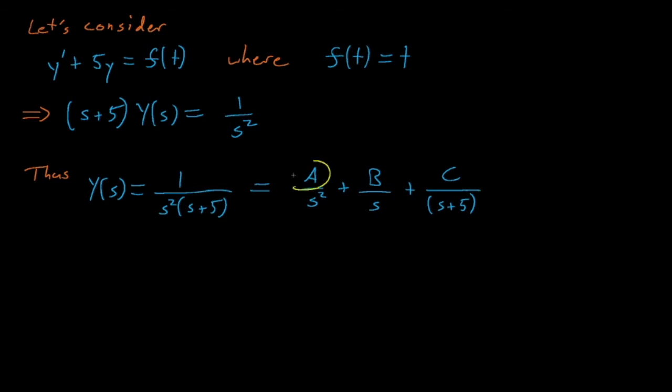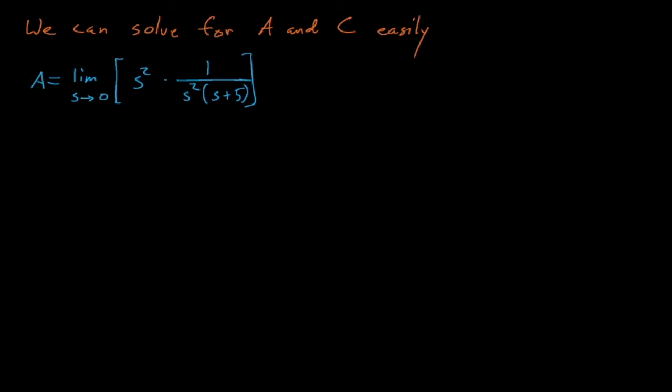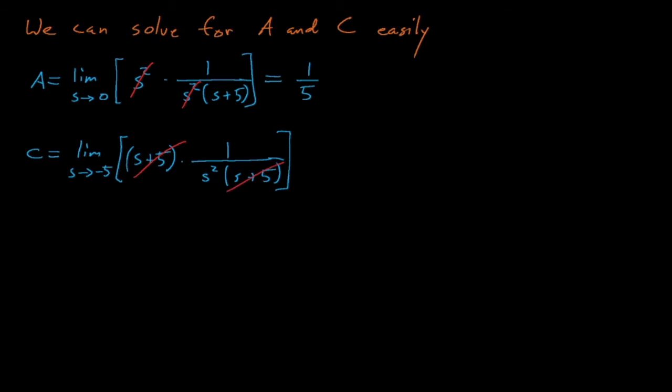We can solve for A and C easily. We just do the same exact thing as before. A equals the limit as s approaches 0 of s squared times 1 over s squared times (s plus 5), which we see equals 1/5. And similarly, C is equal to the limit as s approaches negative 5 of (s plus 5) times 1 over s squared times (s plus 5), which equals 1/25.